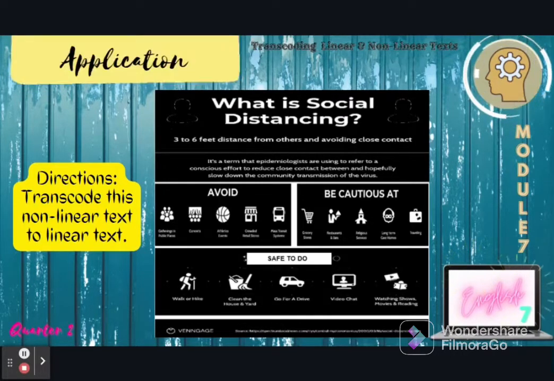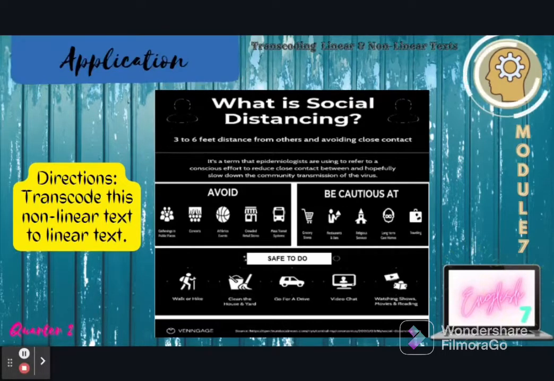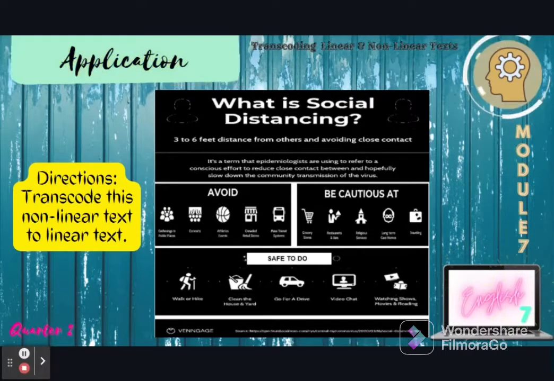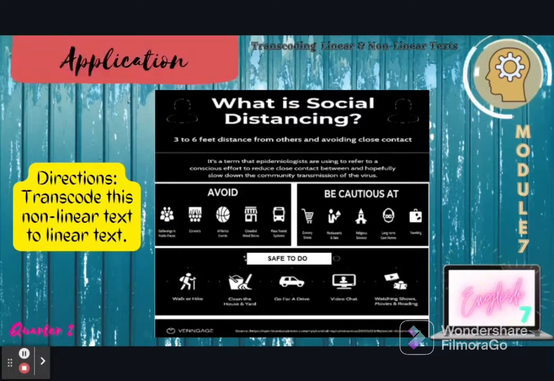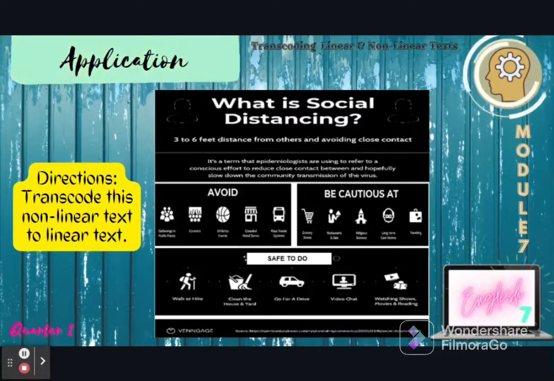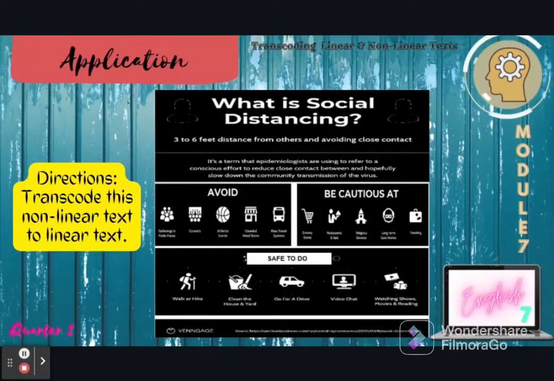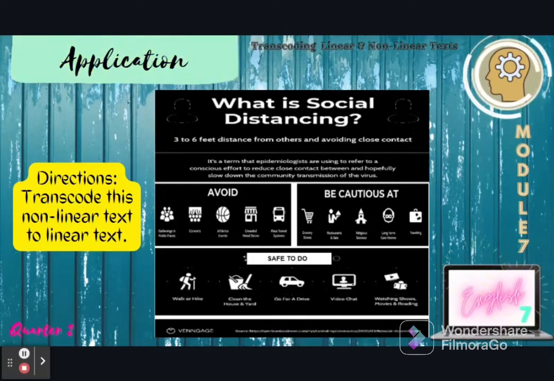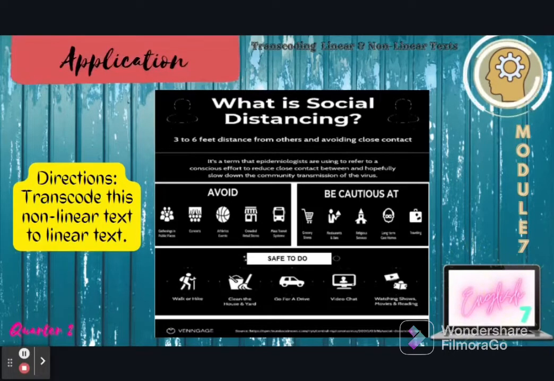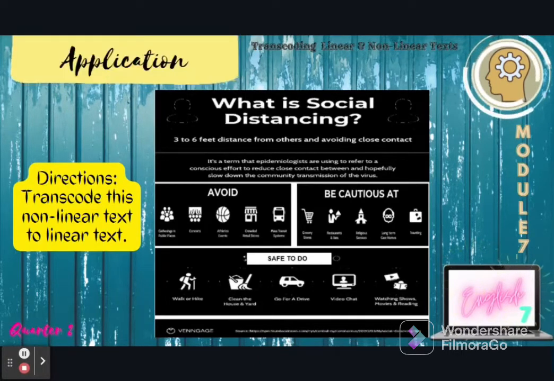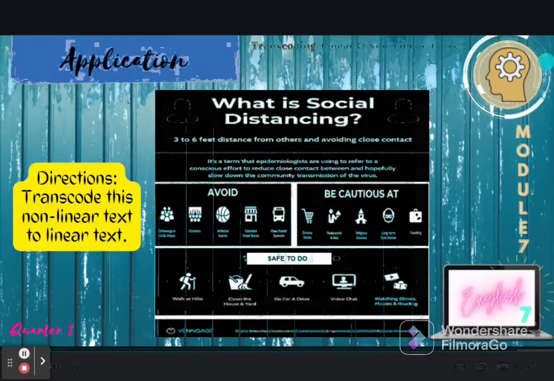Now, I'll share my 2 to 3 sentences to this activity. Based on the infographic, social distancing, a term that epidemiologists are using to refer to a conscious effort to reduce close contact. It includes how to avoid, be cautious at, and safe to do that slows down the community transmission of the virus. Hope that you do have great 2 to 3 sentences explanation to this infographic.